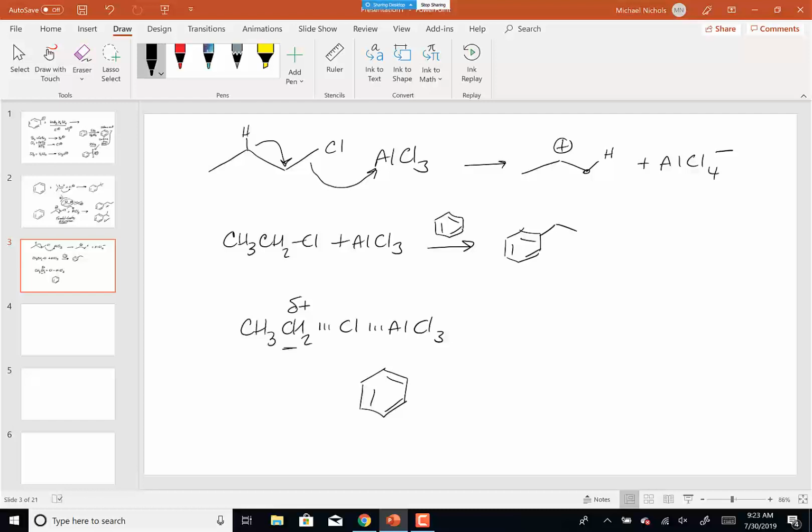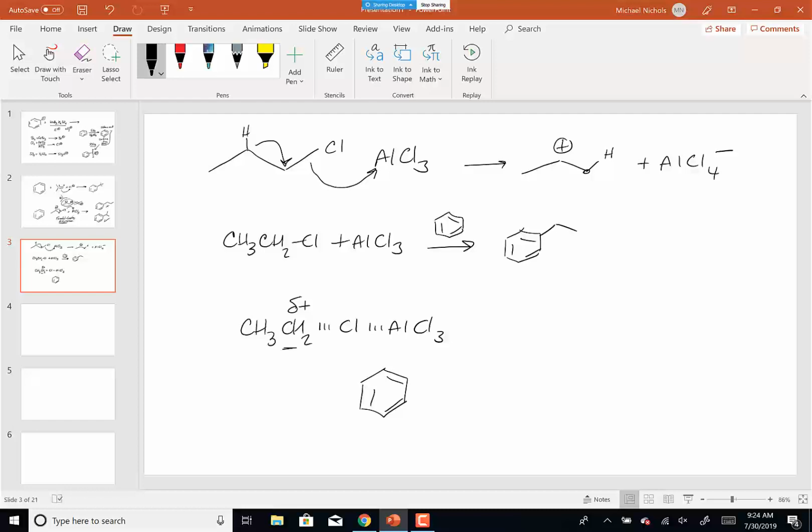Now you might say, well, why doesn't that happen with the propyl group? Because at some point, since this can undergo hydride shift, before you get enough delta positive charge to add to the ring, the hydride is just going to shift over, and you're going to make the full-blown secondary carbocation, which is stable. And then that's going to add into the benzene ring. So Friedel-Crafts alkylations with an alkyl halide and aluminum trichloride can undergo rearrangements to give the major product.